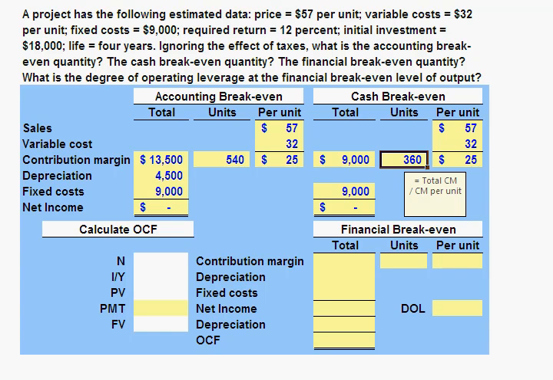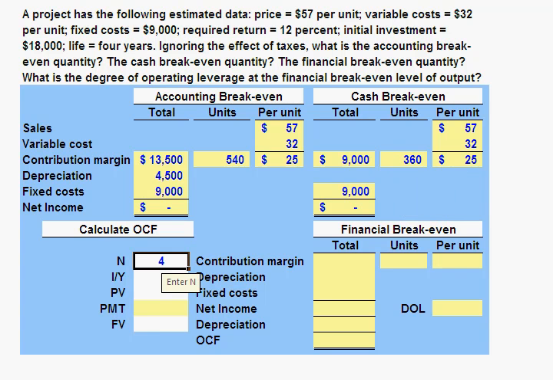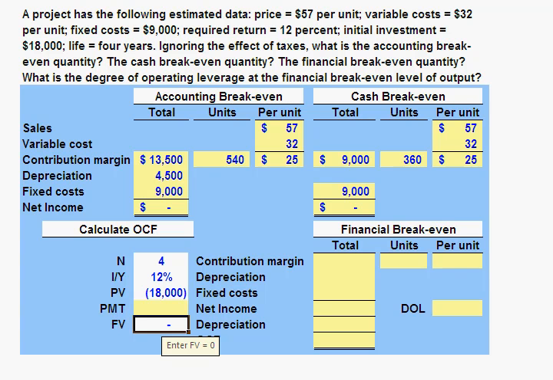To calculate our financial break-even, first we need to calculate our annual operating cash flow. Recall, we have a 4-year project life. Enter 4 for the number of periods. Our required rate of return was 12%, and our project costs us $18,000. Enter this as a negative amount for the project's present value. We have zero salvage value at the end of the project, so put 0 for our future value, and finally we can solve for our payment. This $5,926 is our project's required operating cash flow at the financial break-even point.